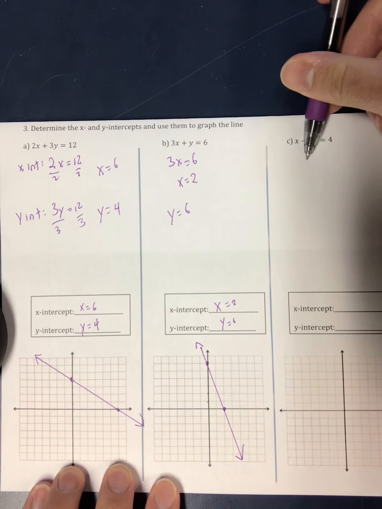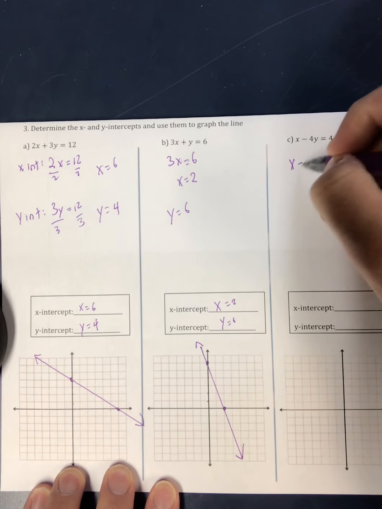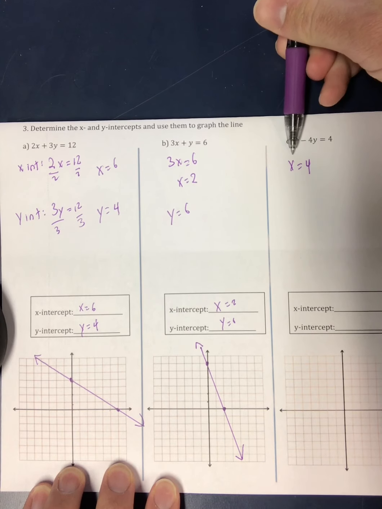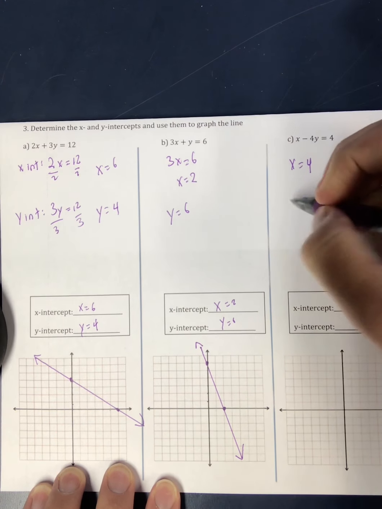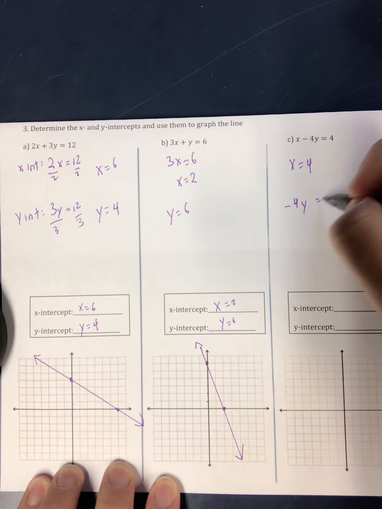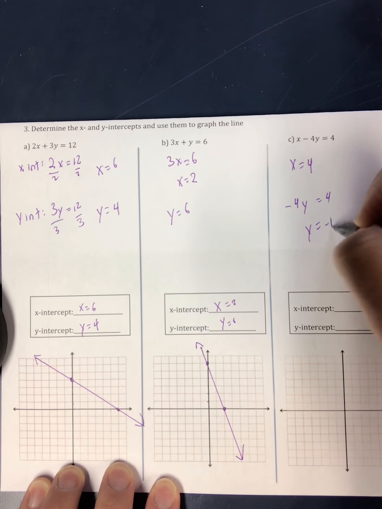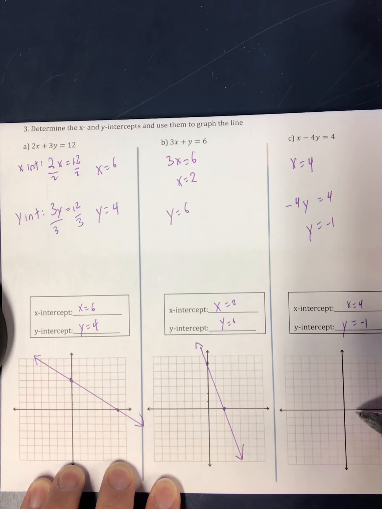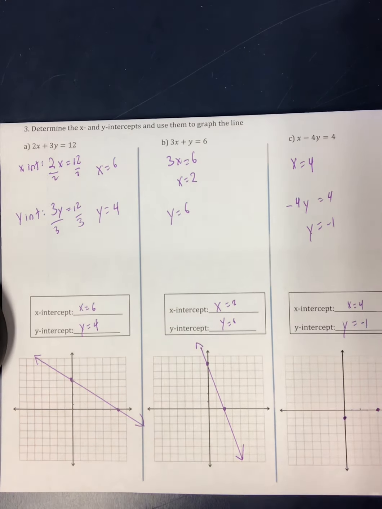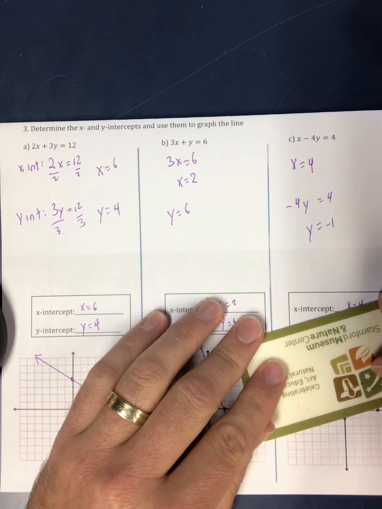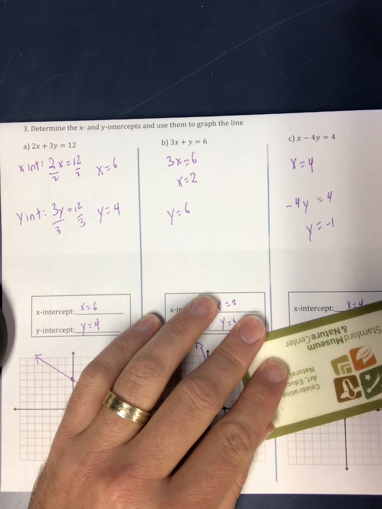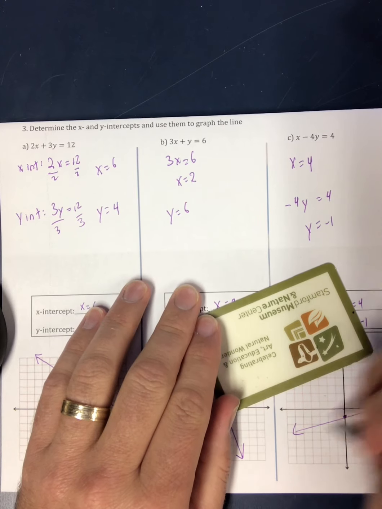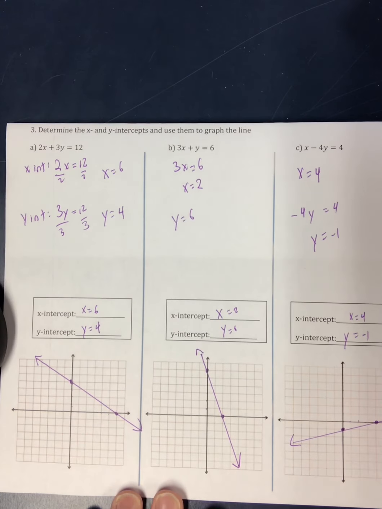Over here, x equals 4 for the x-intercept. And for the y-intercept, we have to include that negative beforehand. So we have -4y equals 4, and we get y equals -1 for the y. 1, 2, 3, 4 for the x, -1 for the y. And you sketch the line.